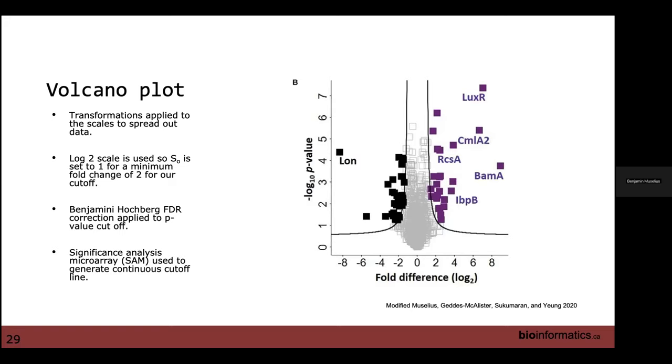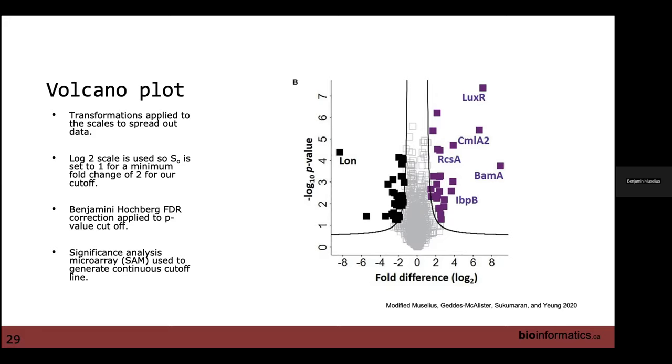Yep, go ahead. It is the adjusted p-value. So, yeah, kind of going back again to the idea. Yeah, no, it's a good question. Yeah, so it is the adjusted p-value that's used. Generally with a Benjamini-Hochberg is the adjustment.